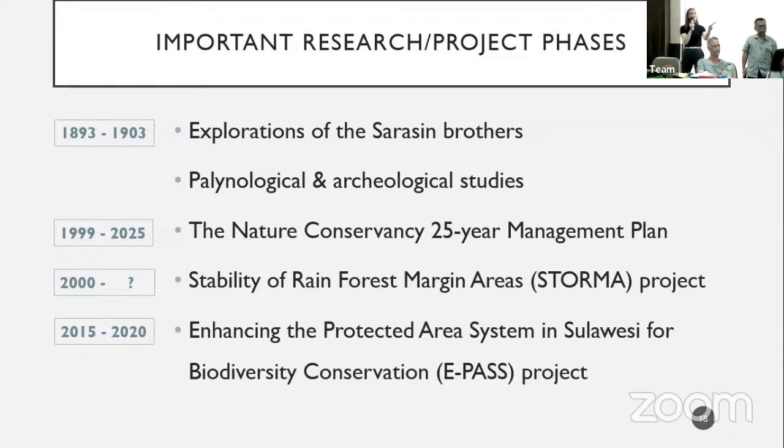We also have the Storma project, which was the first collaboration between the University of Göttingen and the National Park. I'm not so clear on when it ended, but 2010. And then at our last meeting, which was still online, I learned about the ePass project, which just ended recently. So this is what I have, but please, over the next week and the next years, fill in my information.